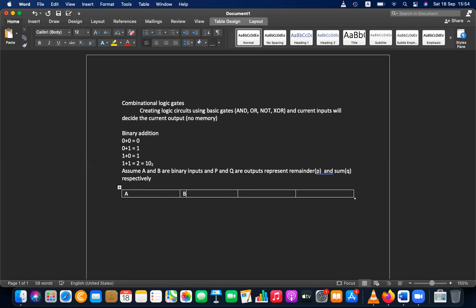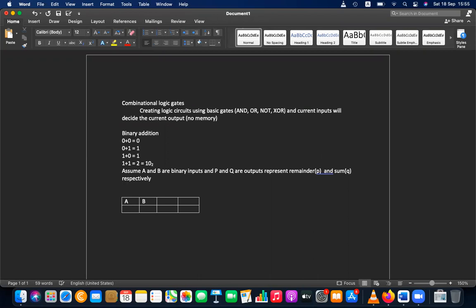You have A, B as inputs. If there are two inputs, how many outputs? How many outputs? If there are two inputs, how many outputs? How many combinations? Sorry, how many combinations? This I already discussed, right? So no one is telling this. Are you kind of struggling here?